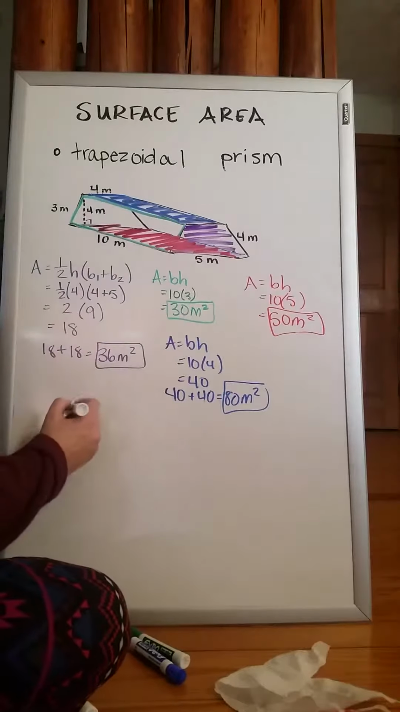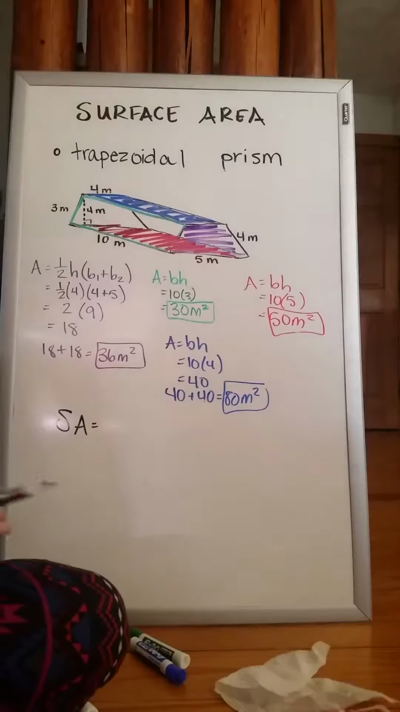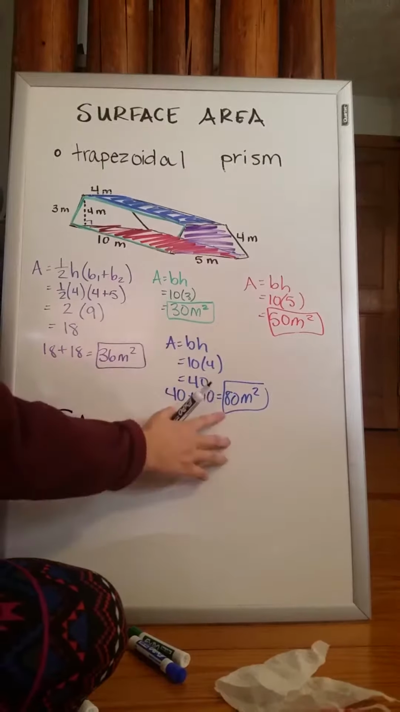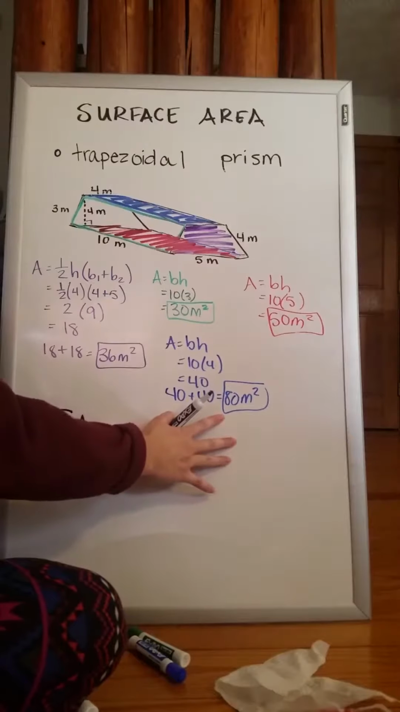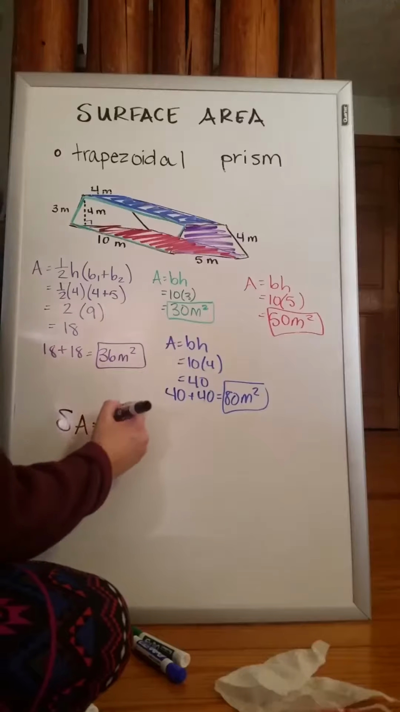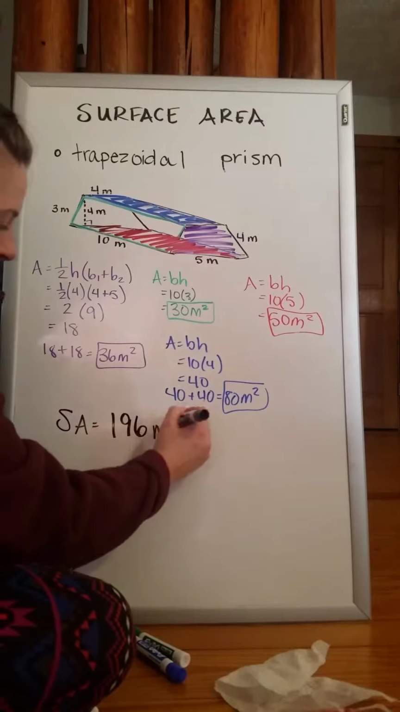We're going to add all of this together to get our final answer. 50 plus 30 is 80. 80 plus 80 is 160, and 160 plus 36 is 196 meters squared.